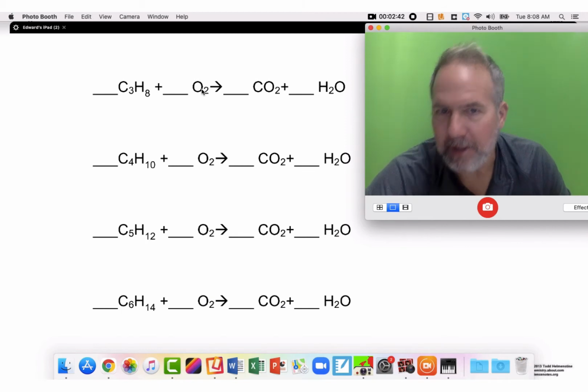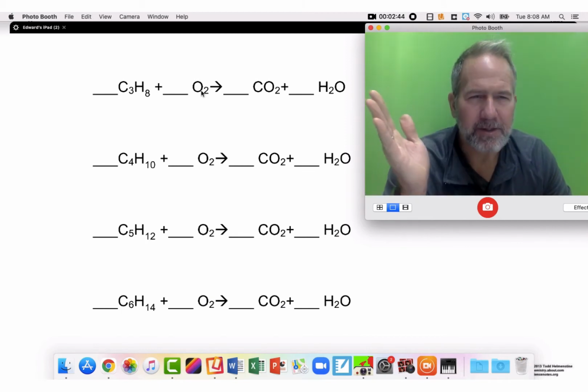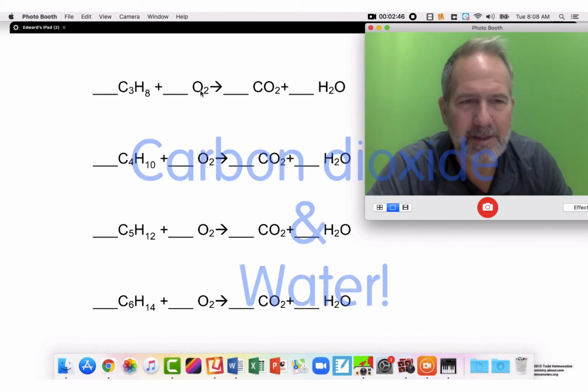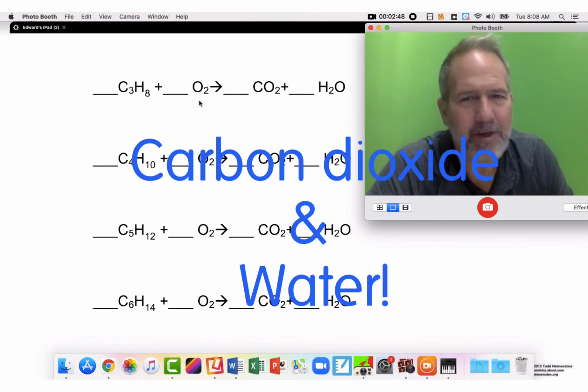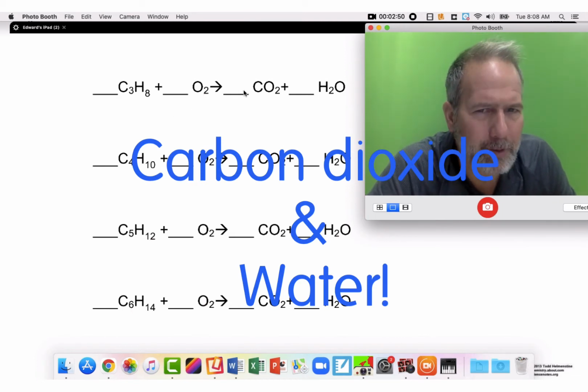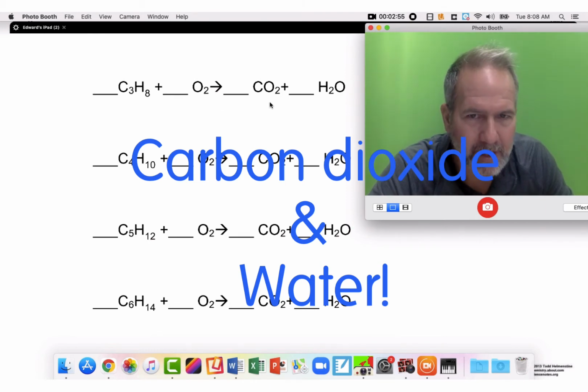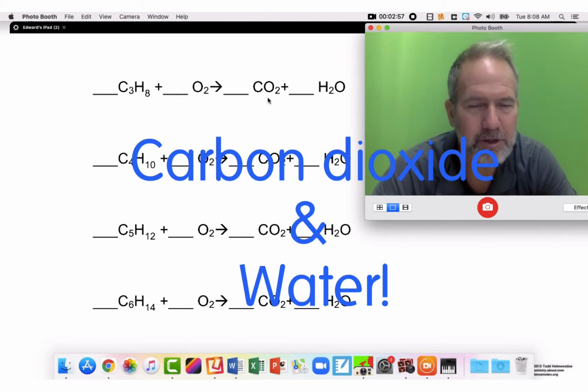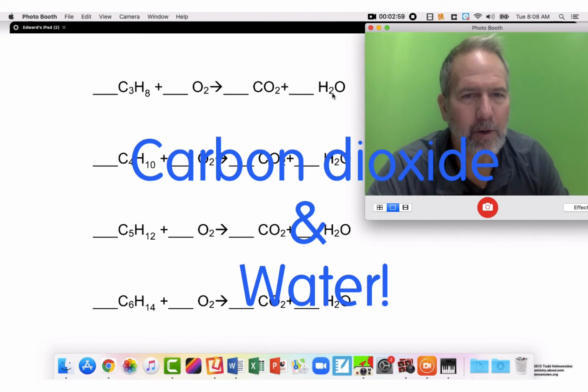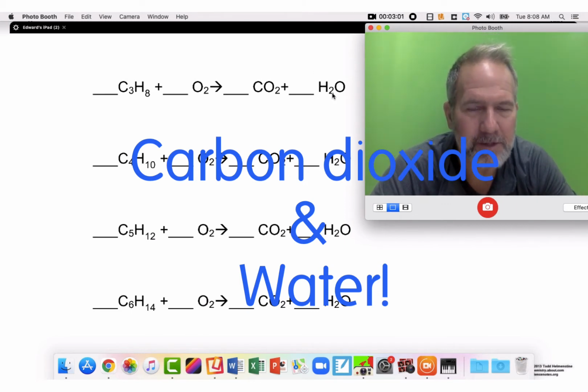forms two products. Those two products are the same every time in today's example. It could burn other things in there and have impurities, but today we're talking about a nice clean combustion, and it'll form carbon dioxide, the same gas that you breathe out, and water vapor. So it's going to take those things and form carbon dioxide and water vapor.